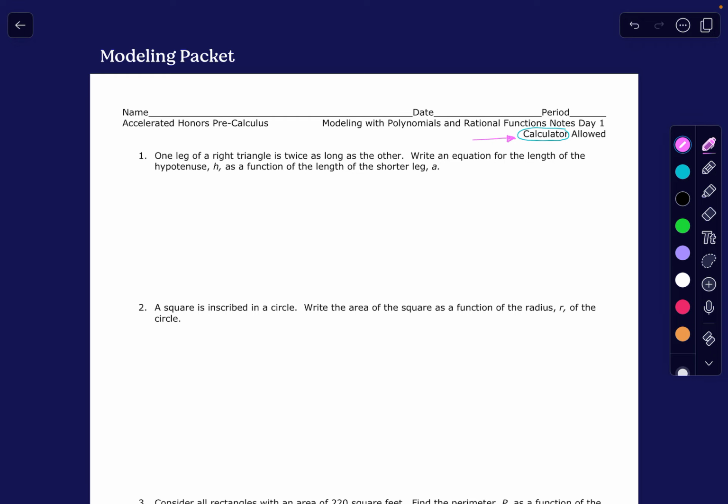So for number one, we're asked to consider one leg of a right triangle that is twice as long as the other. So let me start with the picture here. Whenever you're given a lot of words, condensing it down into one image is going to help you think about a problem a little bit faster. We're asked to write an equation for the length of the hypotenuse, the longest side, and we'll call that h, as a function of the length of the shorter leg a.